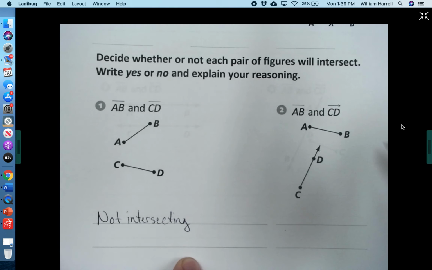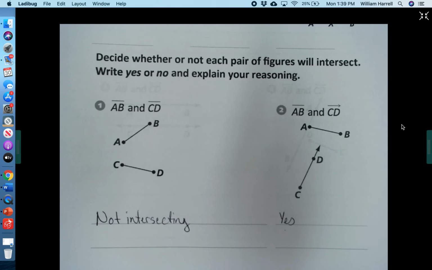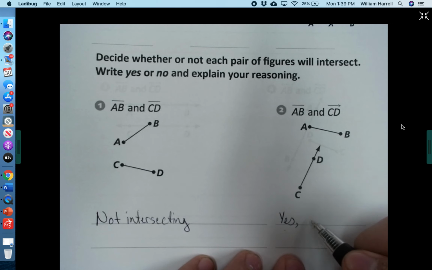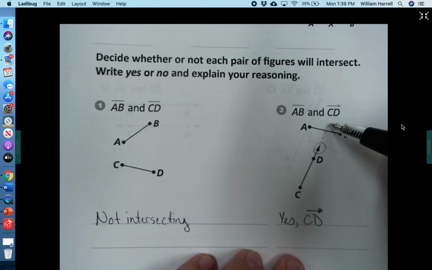All right. And then what do you think about 2? All right. 2 does intersect. Now, why do they intersect? Is it AB that causes them to intersect, or is it CD? It does wind up being ray CD because this arrow extends and goes on, and they would probably cross right there.